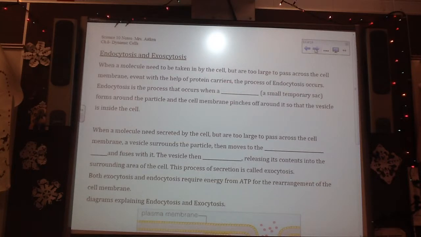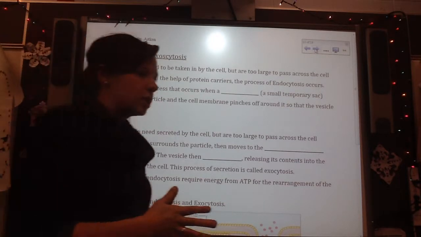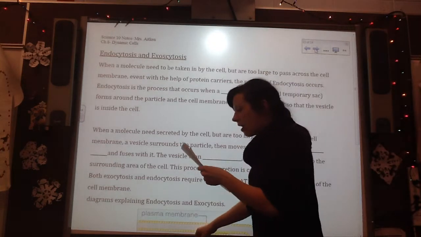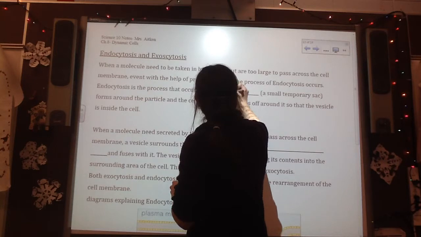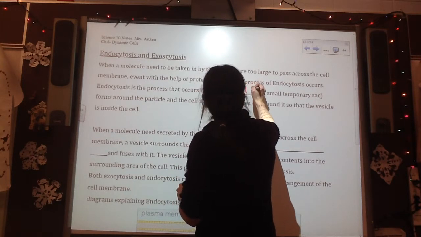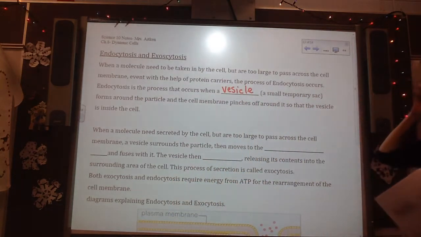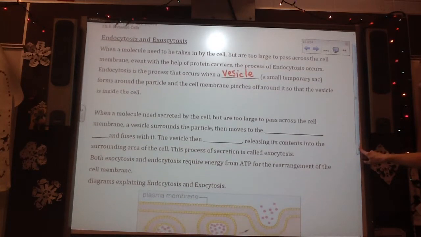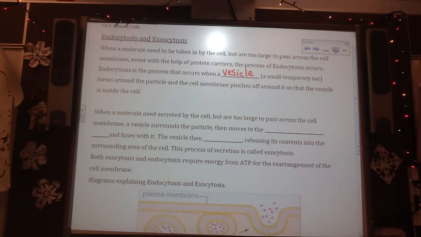So when a molecule needs to be taken in by the cell, but it's too large to pass the cell membrane, with the help of the protein carriers, the process of endocytosis occurs. Endocytosis is the process that occurs when a vesicle, remember our small temporary sac, forms around the particle and the cell membrane pinches off around it so the vesicle is inside the cell.